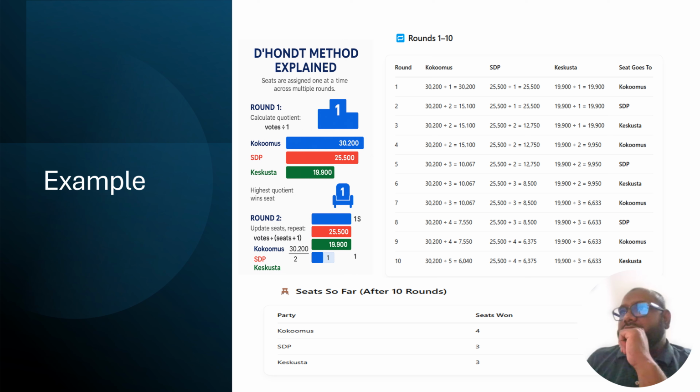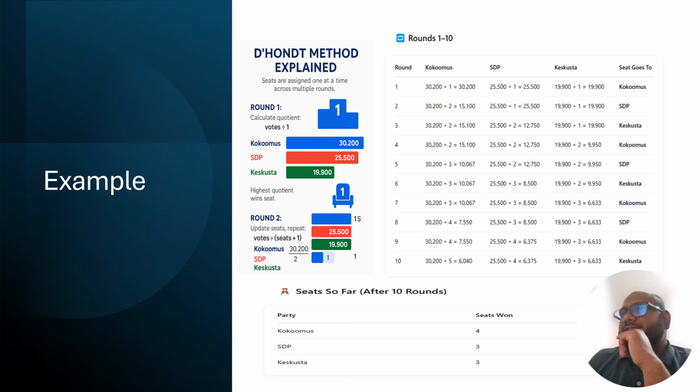In the second round, as long as Kokomos has 1 seat, here 1 seat will be added in the formula. I mean, the 1 is in the formula. So the votes of Kokomos in the second round become 15,100. But SDP didn't receive any seats yet, and Keskusta also didn't receive any. So in this round, Kokomos has the lowest vote, and we find the highest vote is for SDP. So in the second round, SDP wins, so SDP got 1 seat.